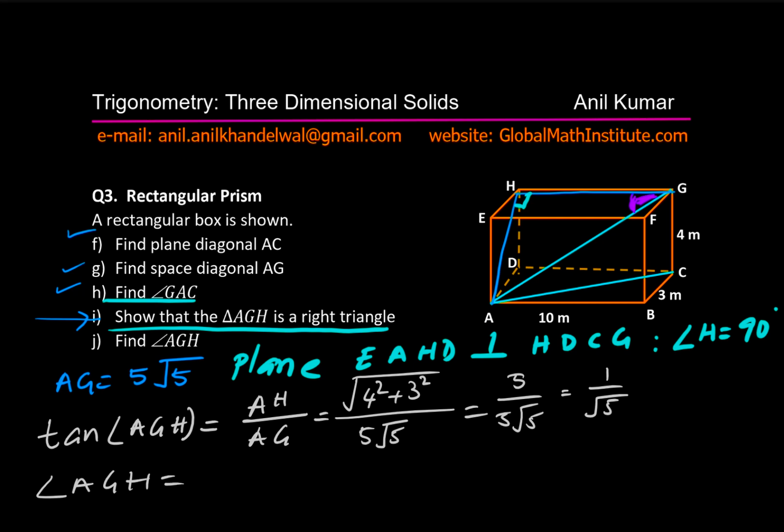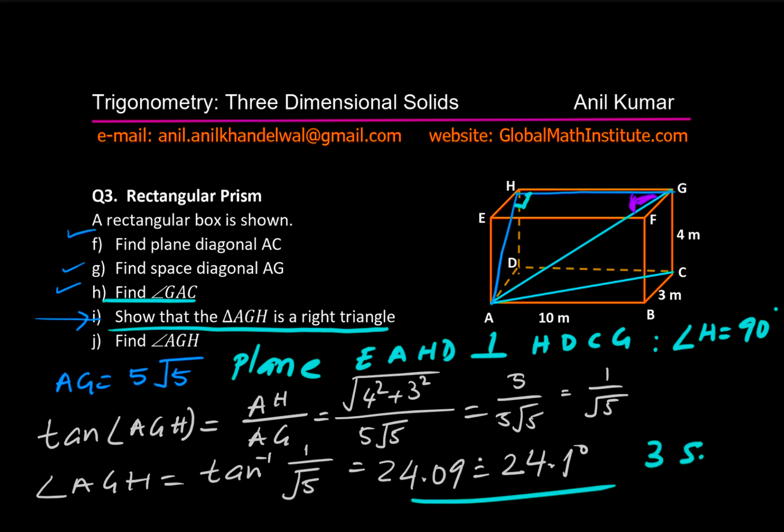Now let's find what the angle AGH is. Angle AGH will be tan inverse of 1 over square root of 5, so let's again use the calculator to find this answer. Shift tan inverse of 1 divided by square root of 5, and that gives you 24.09, which is approximately equal to 24.1 degrees. So we have again rounded to three significant figures, and the answer is 24.1 degrees.